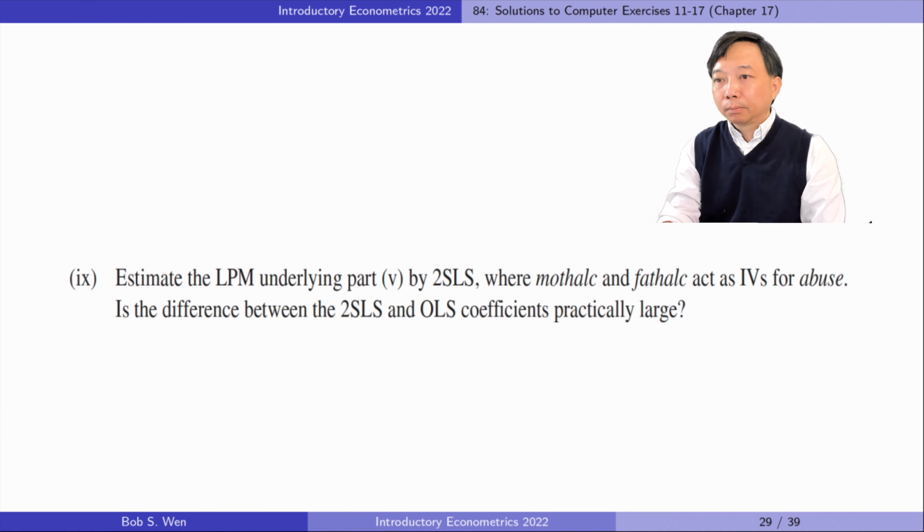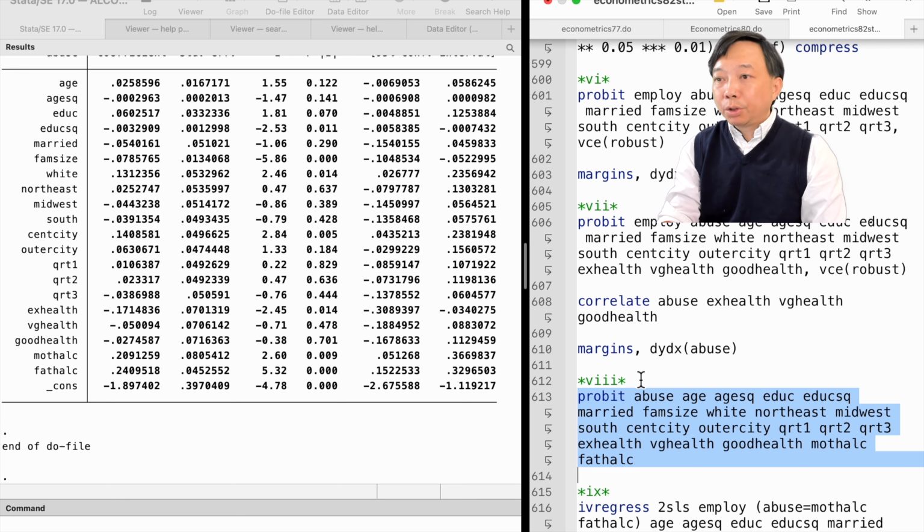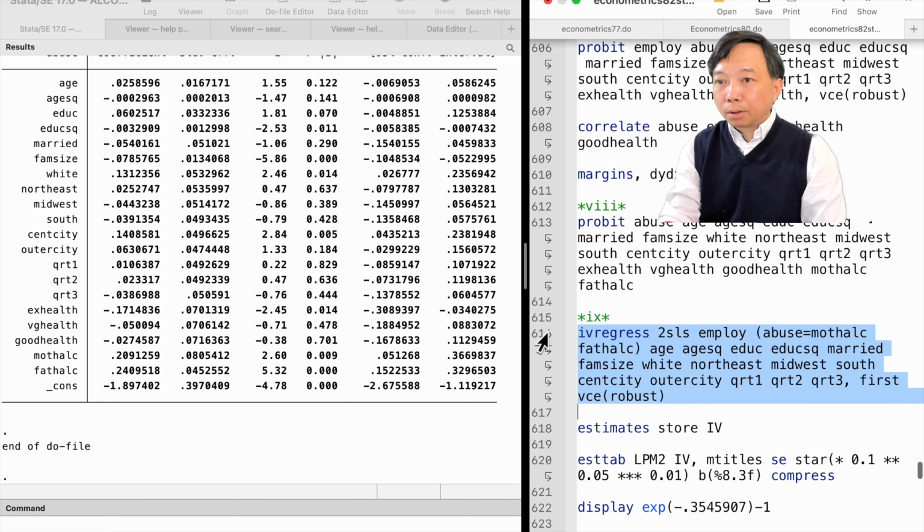In Part 9, estimate the linear probability model underlying Part 5 by two-stage least squares, where mother alcoholics and father alcoholics act as IVs for abuse. Is the difference between the two-stage least squares and OLS coefficients practically large? We use the ivregress command to estimate the model by two-stage least squares.